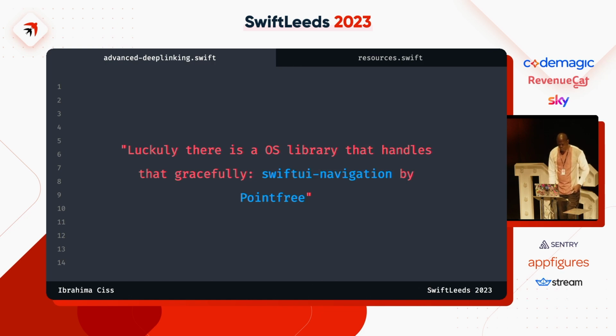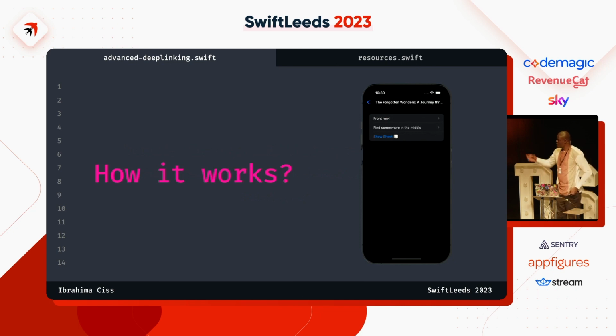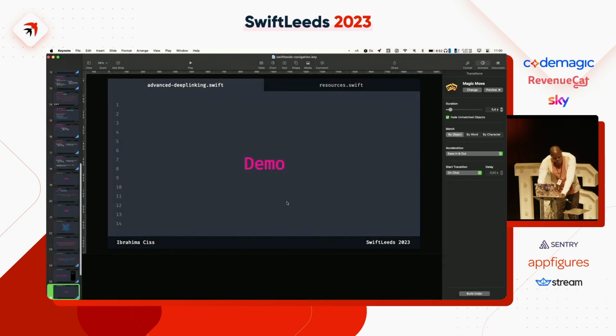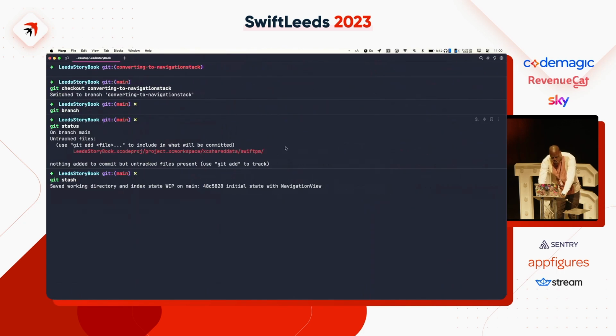But luckily for us, there is an iOS library that does this really, really well, and it is SwiftUI Navigation by the guys at Point-Free. Let's see how it works. Let's say that we have this screen. You first start by modeling how you want to navigate, right? Typically, in your observable object, you will have a destination, which is just an enum. And in that enum, you put all the destinations you want to navigate to. And yet another demo. Let's see how it works.